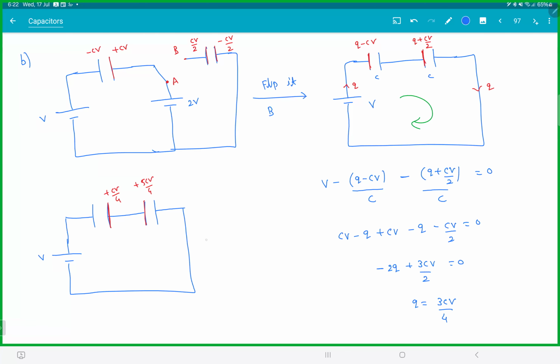Then again, same story. Heat produced will be U initial plus work done by battery minus U final. Here work done by battery would be small q into V, which is 3CV square by 4. You can substitute. Now you see, just starting with B and going to A, how messed up the question became. I mean, this is better. There are more variations in this.